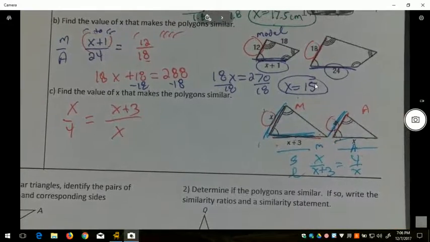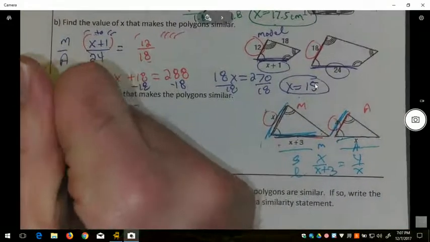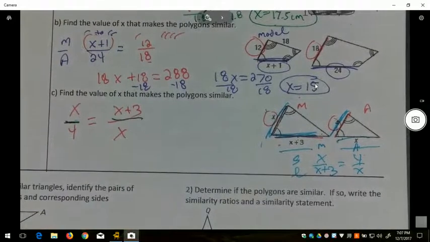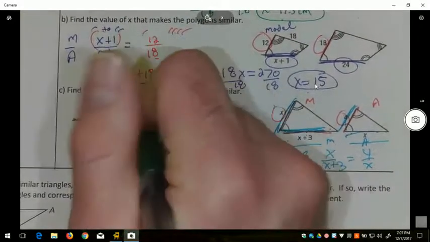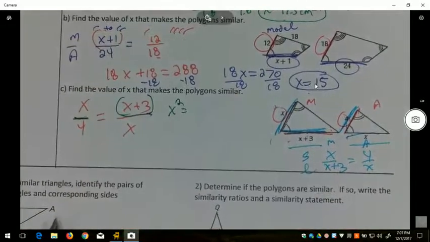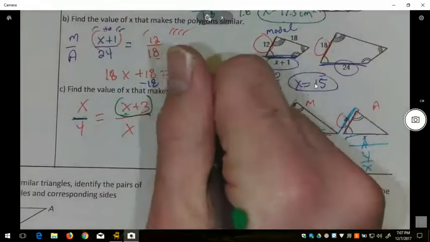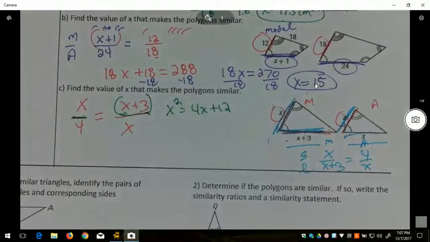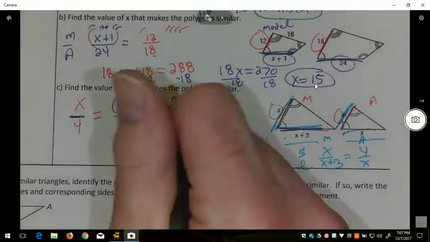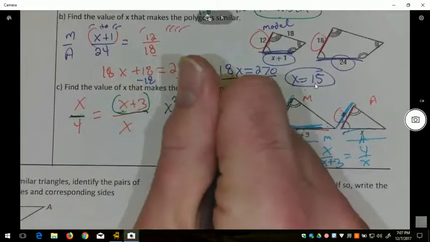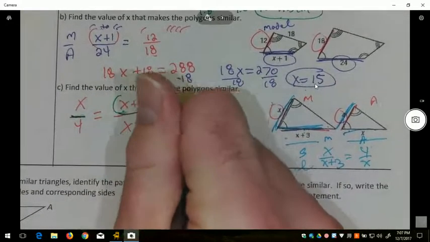Well, we're going to run into a little bit of a problem because we did not cover this one algebra unit, but everyone should at least be able to set it up. Some of you are already able to solve it. The product of x and x is x squared. The product of 4 and the quantity x plus 3 is 4x plus 12. This is a quadratic. It has both an x and an x squared. So to solve, we need to get it to equal 0. So I'm going to subtract 4x and subtract 12 from both sides.